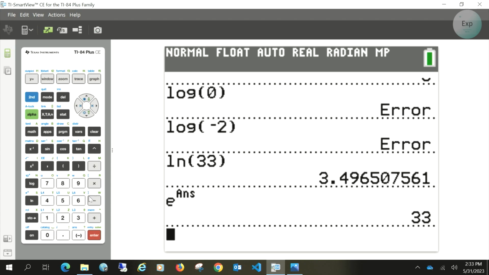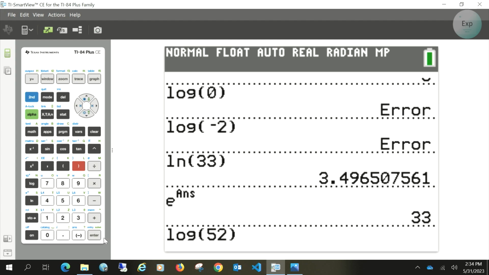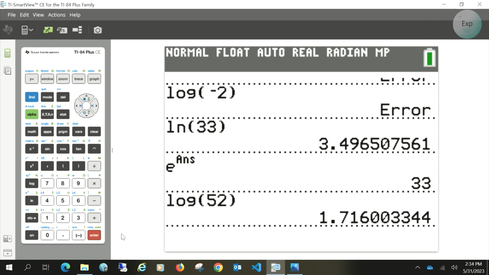Same is true for the logarithmic function log base 10 and the exponential function 10 to the x. Let me show you. If I take log of some number, 52, again, that is saying I have a base of 10. What is the exponent that I need to raise 10 to in order to get 52? That number has to be between 1 and 2, because 10 to the first power is 10, too small. 10 squared is 100, too large. So log of 52 is a number between 1 and 2.